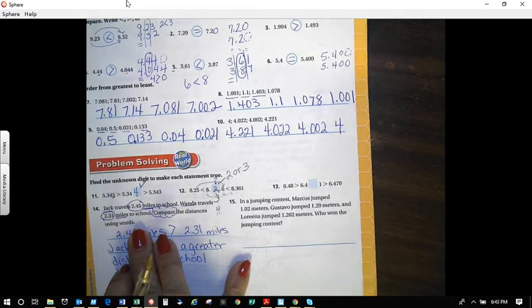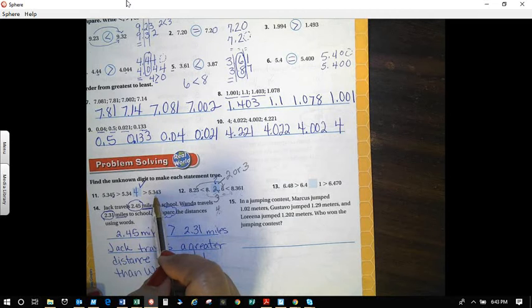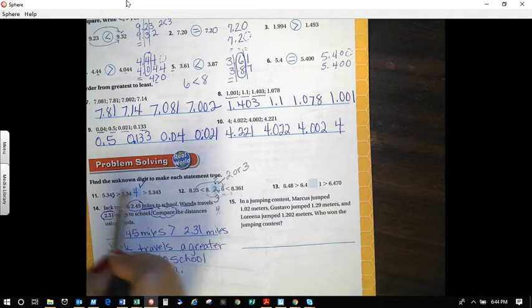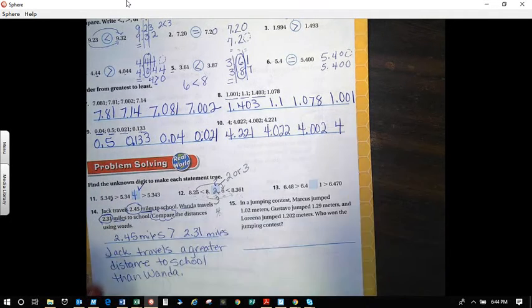So if you look at it, we have 5 and 343 thousandths, 5 and 344 thousandths, and 5 and 345 thousandths. So you could have looked at that and said, wow, look at that. Let's look over here.